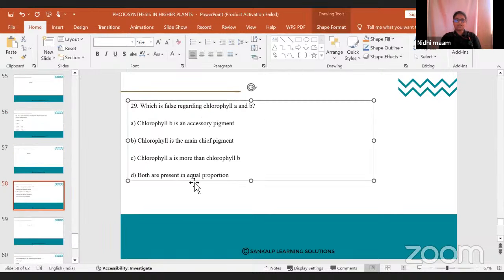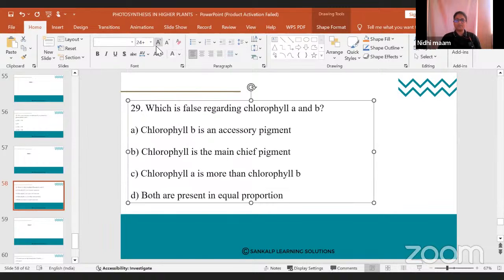Which is false regarding chlorophyll A and chlorophyll B? A, chlorophyll B is an accessory pigment. B, chlorophyll A is the main chief pigment. C, chlorophyll A is more than chlorophyll B. D, both are present in equal proportion.